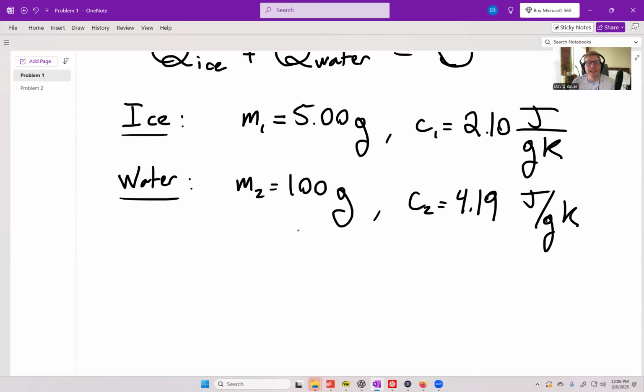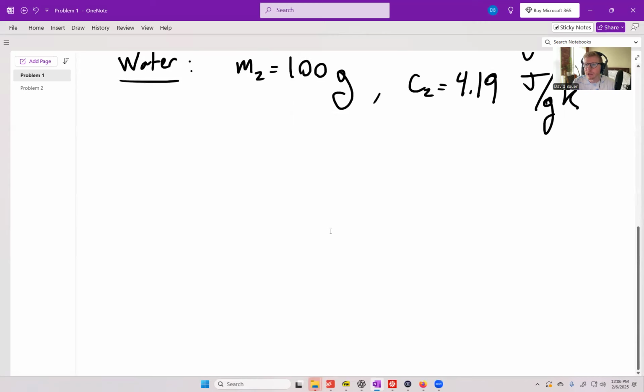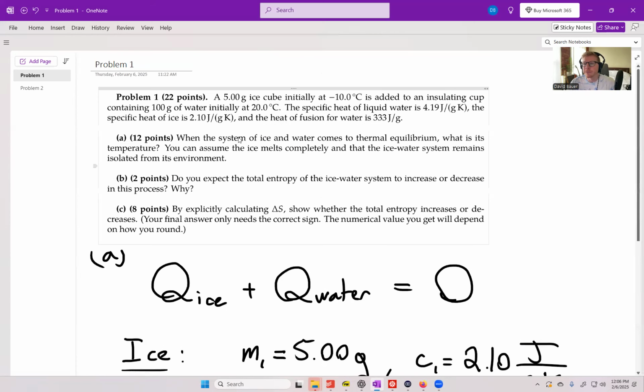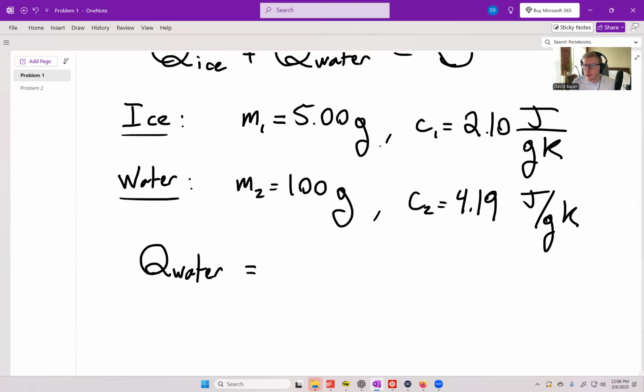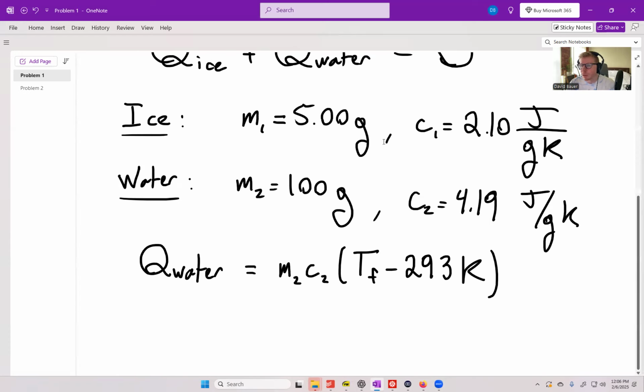All right, now if we want to write down Q for the water, that is relatively straightforward because all we're doing is we're taking the water and we're bringing it from its initial temperature, which is 20 degrees Celsius or 293 Kelvin, down to whatever the final temperature is. So for the water, we're just going to have M2C2 and then T final minus 293 Kelvin. Okay, we could write this down as a variable, but I'll just leave it as a number.